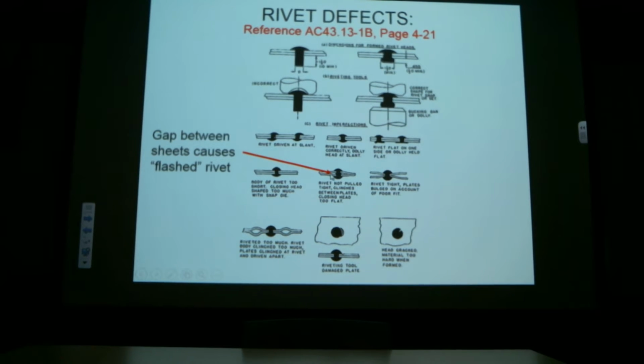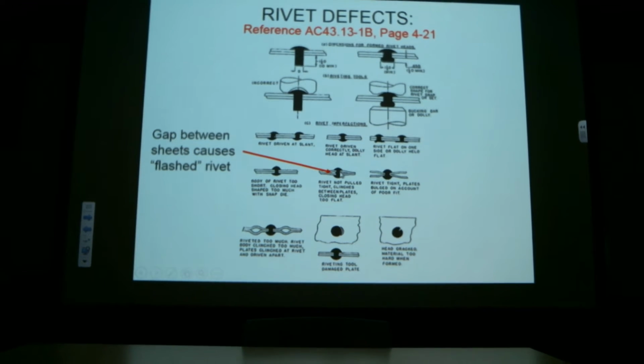This is caused by a burr between the sheets or a gap. Sometimes if there's debris that hasn't been cleaned out by deburring, you'll end up with what's called a flash rivet. The rivet takes kind of the path of least resistance and it'll swell between the materials. It's called a flash rivet.